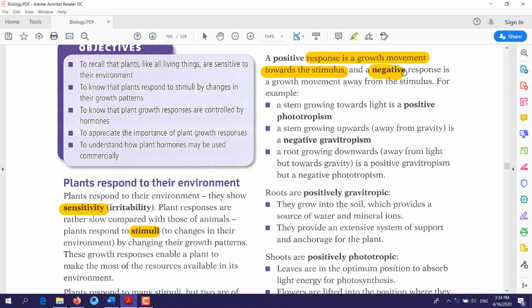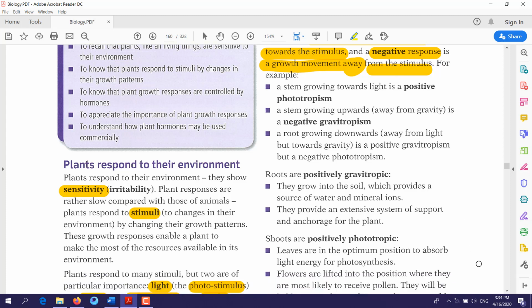And a negative response is a growth movement away from the stimulus. So two types of tropism, we call them positive and negative. It depends on the direction of growth. If it's toward a stimulus, this is positive. If it's away from the stimulus, we call it negative. Now let's see some examples.